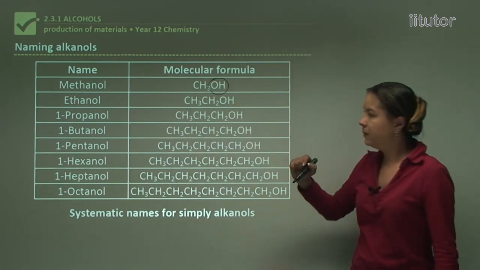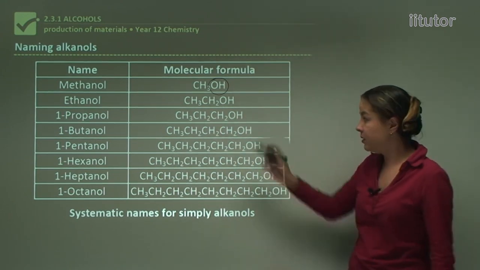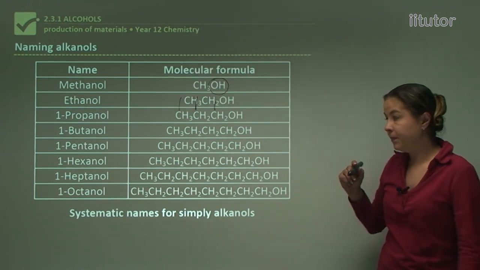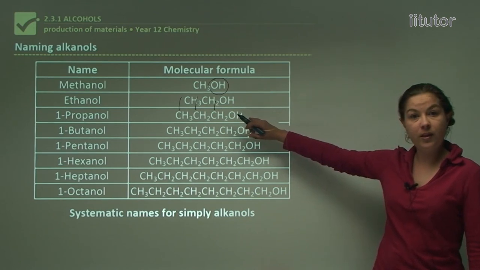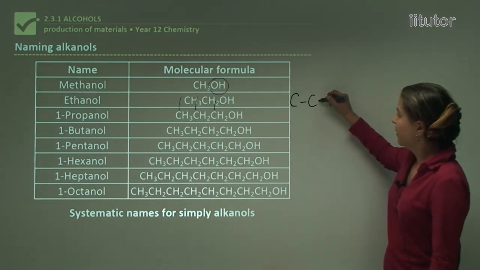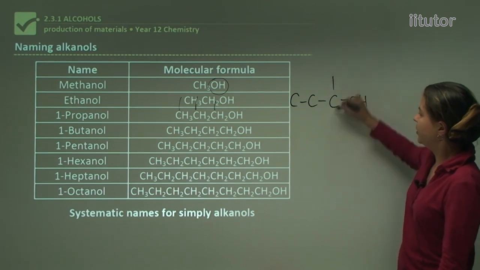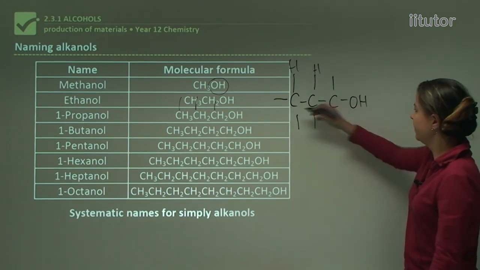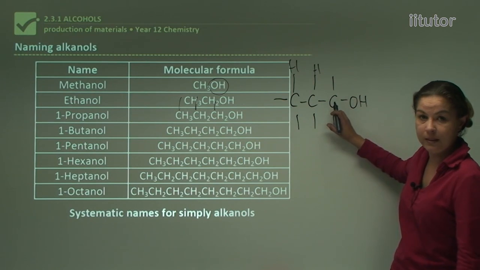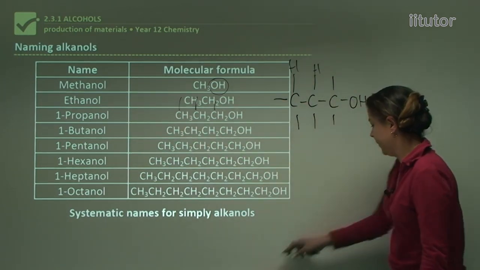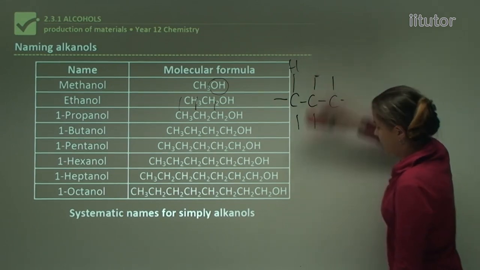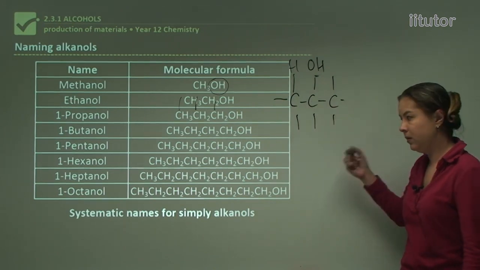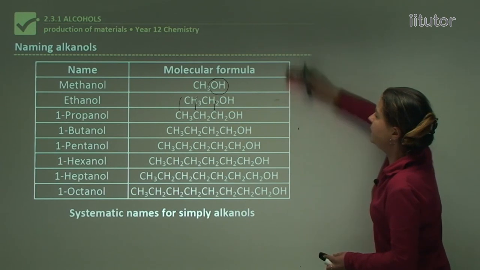And with propanol, because there are 3 carbons, there are 3 positions that this OH group could be in. It could be here, it could be here, and it could be there. So we need to name where the OH group is. In this case, this molecule looks like this. The OH is at the end. Now just imagine that all these other bits are hydrogens. So because it's on the end, it's on carbon number 1. So you say 1-propanol. Now if the OH was in the middle, there, it would be 2-propanol.